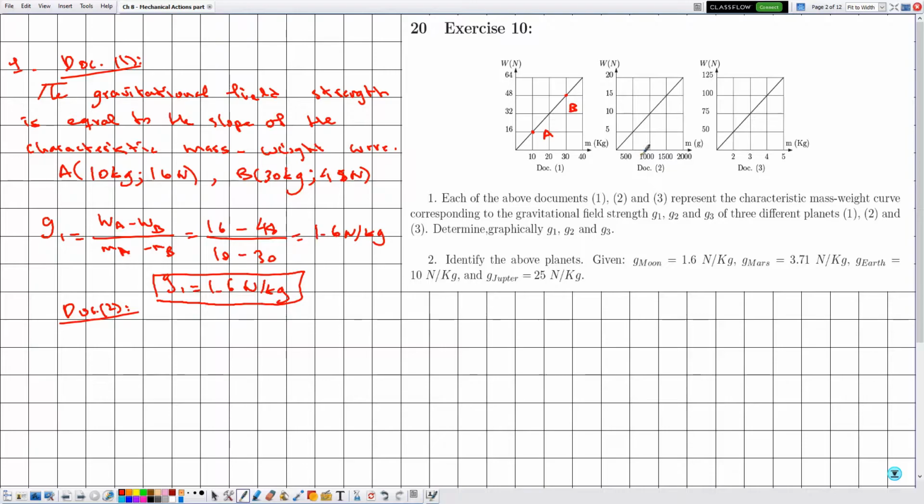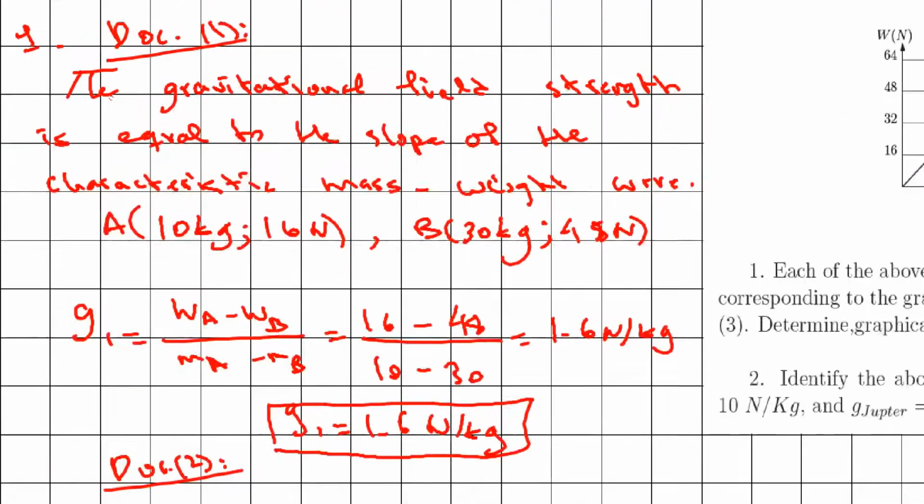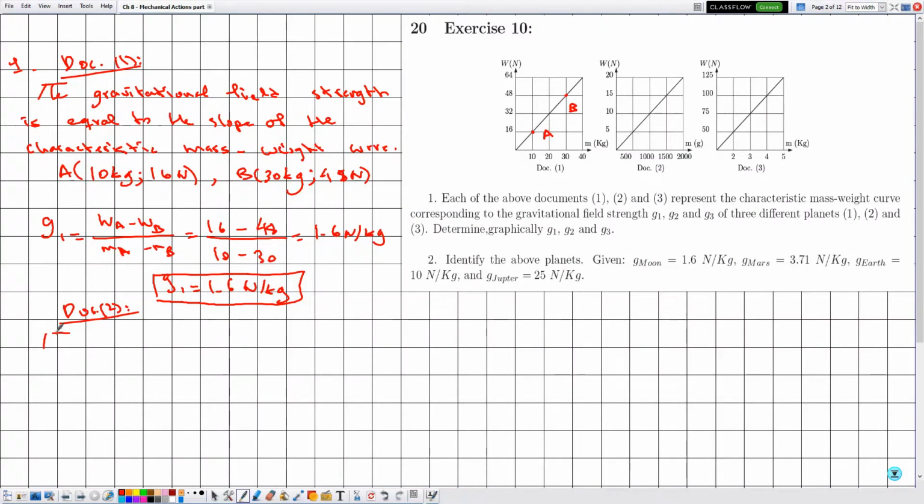And we need to follow the same procedure. We always start by writing the definition, which is this. So the gravitational field strength is equal to the slope of the characteristic mass-weight curve.